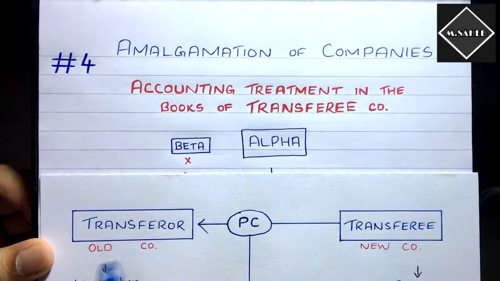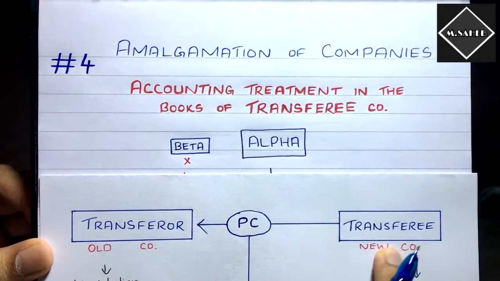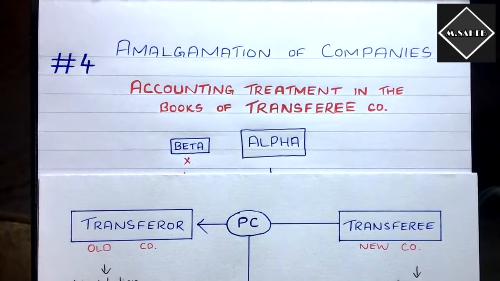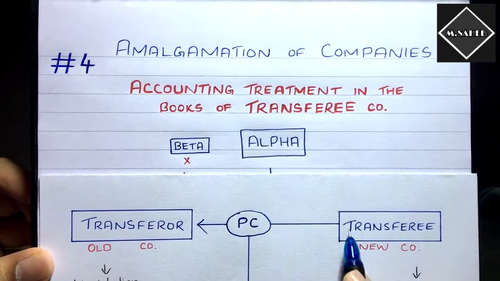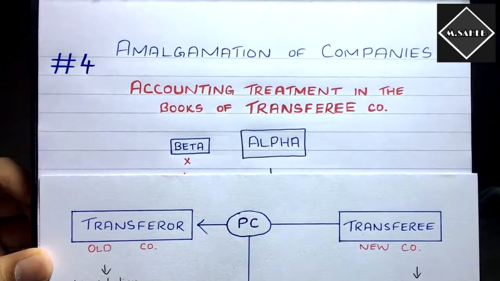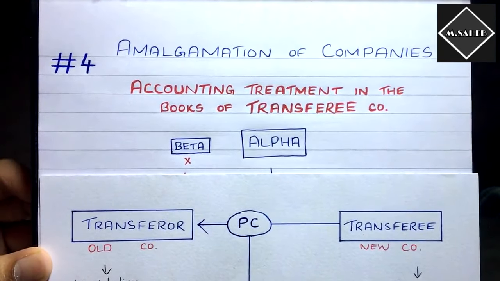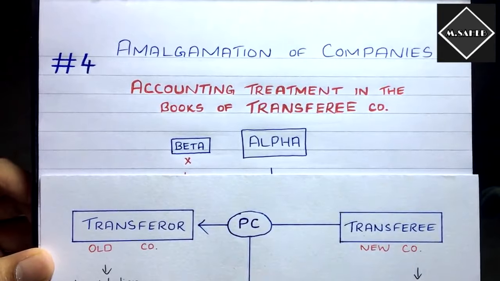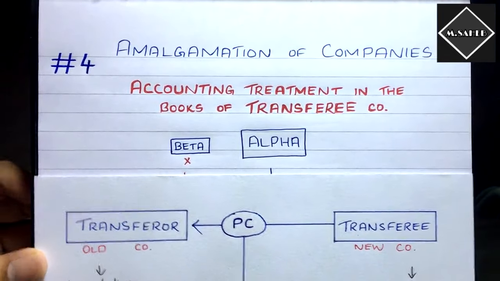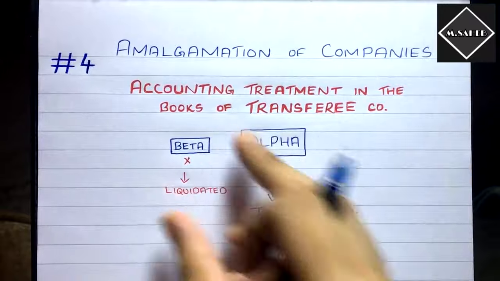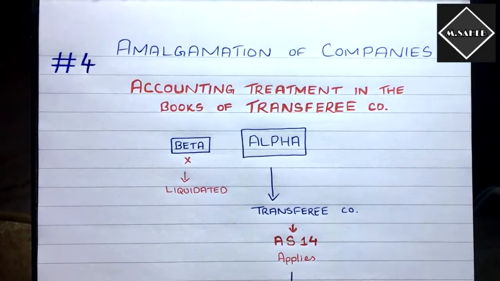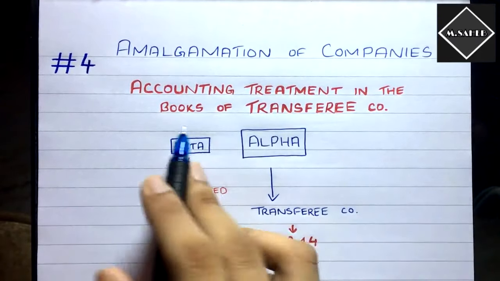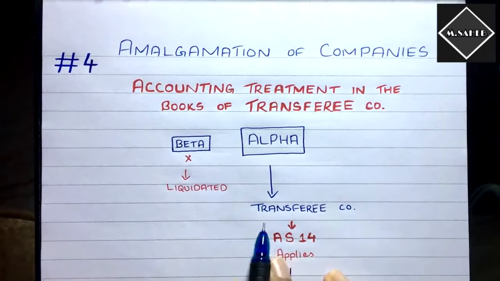And see, these 2 terms are almost similar, right? Transferor, transferee. See here, it's very easy to not get confused with these 2 terms. Old company, O, so O, old company, transferor, and then transferee, E, new company. Understood? That's how you have to be very clear with these 2 terms and never get confused between old company and new company, right? So now here Beta Company is the old company and Alpha Company is the new company, which is called as Transferee Company. So now here we are understanding the accounting treatment in the books of Alpha Company, the Transferee Company.